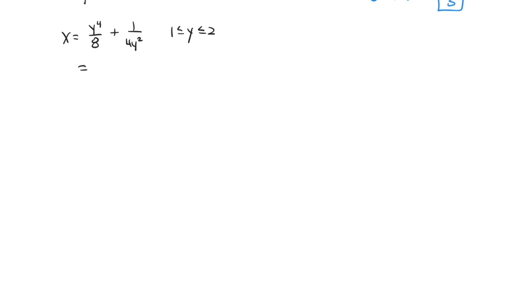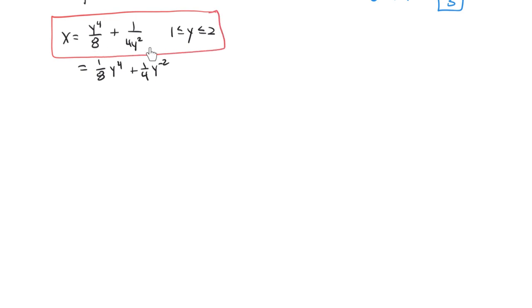Okay, so to get started on this one, I'm going to first just rewrite this a little bit. I'm going to write it as 1/8 y to the 4 plus 1/4 y to the negative 2. Because we're going to have to take the derivative, right? We're going to have to find dx/dy and then square it. So I'm going to do that off to the side here. Okay, here's the original problem. We're going to find the length of arc of this curve on this interval of y, where y goes from 1 to 2.